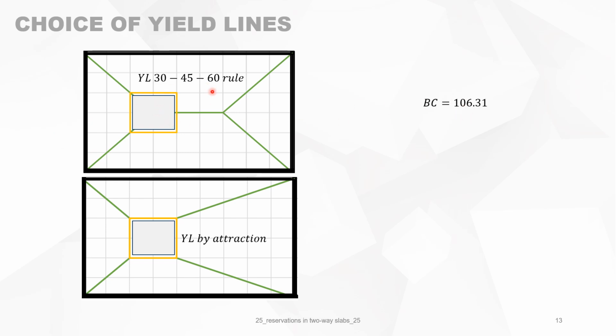Well, we calculate the bearing capacity according to this method. It's 106, or M is equal to 0.988Q. And for attracting yield lines, the bearing capacity is 119, or M is 0.885Q. So this means that attracting yield lines, to use this method, it gives you more capacity. So it's a little bit unsafe to do it. It's very easy, that's for sure, and sometimes it's the right choice because it's a very realistic yield line pattern. But I recommend to use the 30, 45, 60 rule in as many cases as you can.